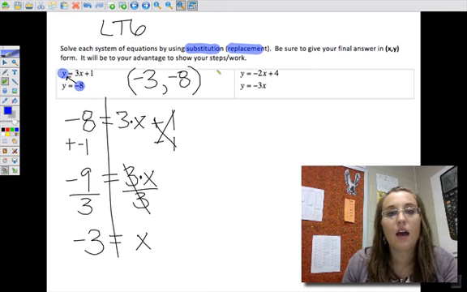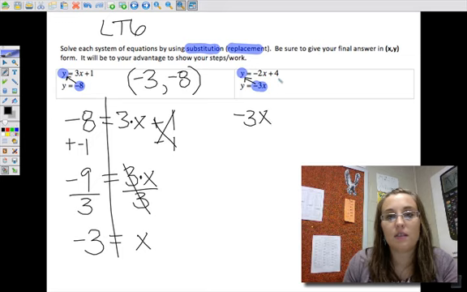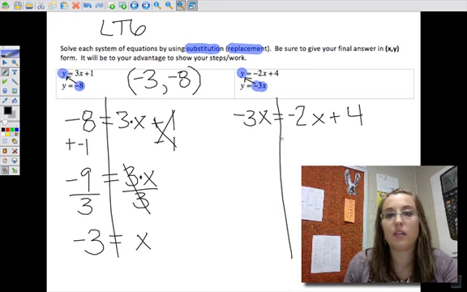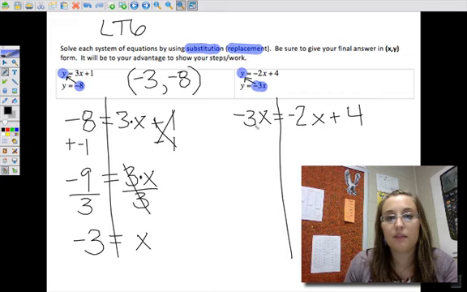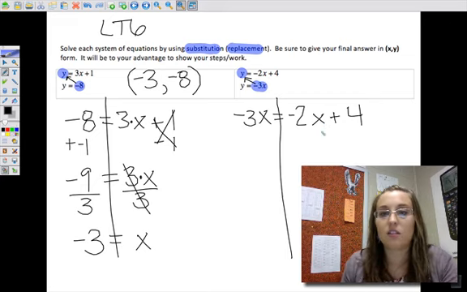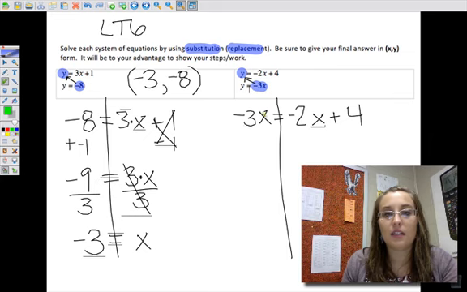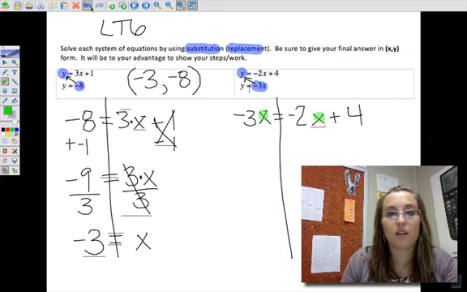Same thing again. I'm going to replace the y up here with what y is in the second equation. That means I'm going to take -3x instead of y. Then I'm going to rewrite the rest of this exactly as it is, equals -2x plus 4. Once again, be really careful to keep this equal sign right here. Okay, now I've got a term with x in it on each side. I need to get these x's together.